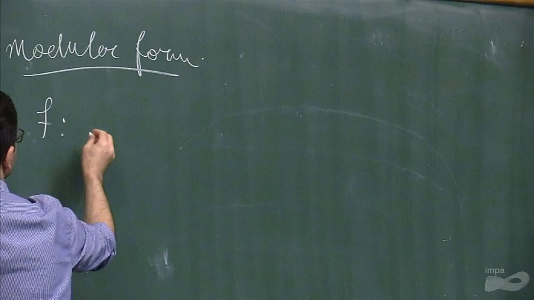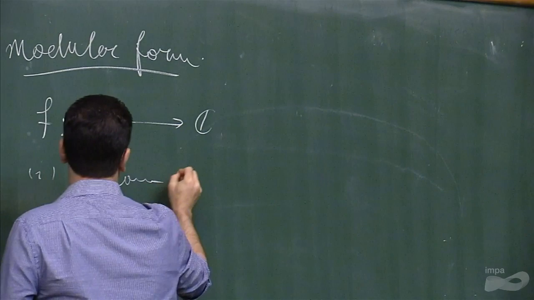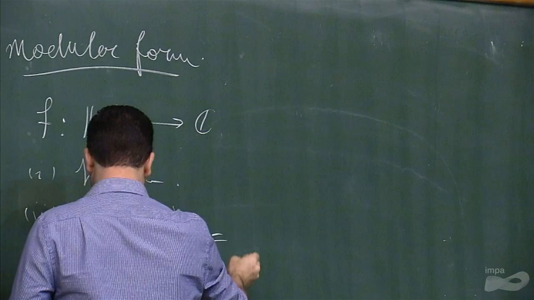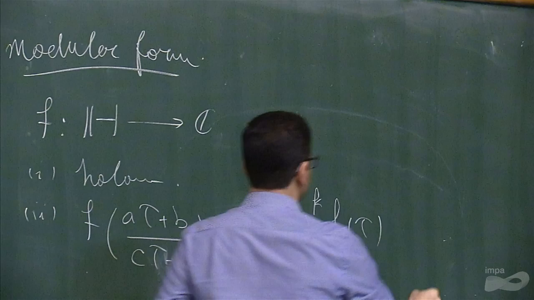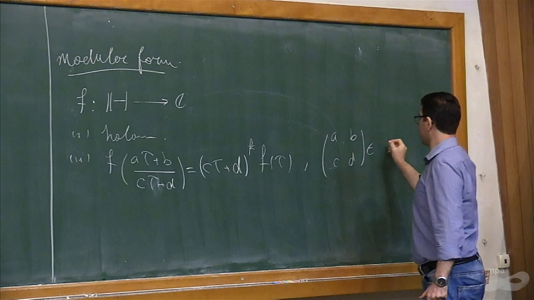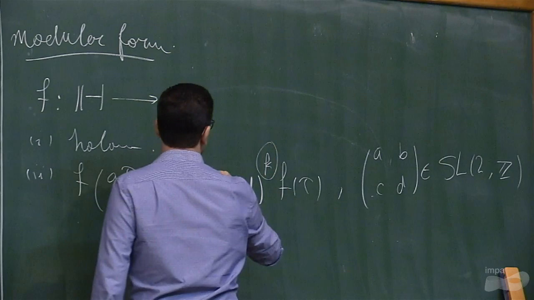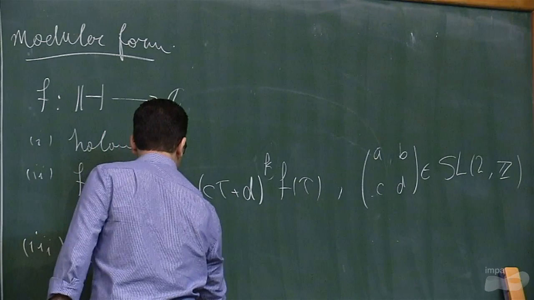I mean a function from the upper half plane, which is holomorphic and satisfying this functional equation where A, B, C, D belongs to SL2Z, and this k here is called the weight of the modular form. And the third condition is that F is holomorphic at infinity.